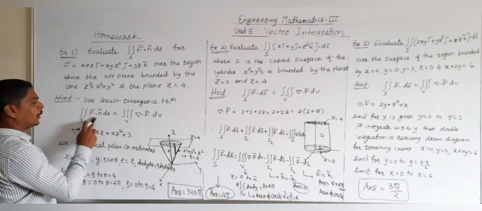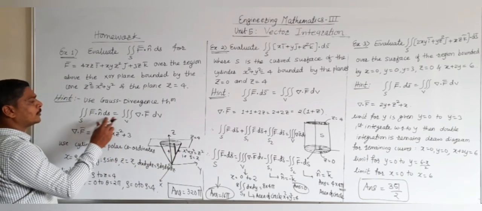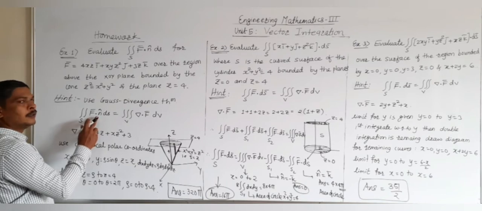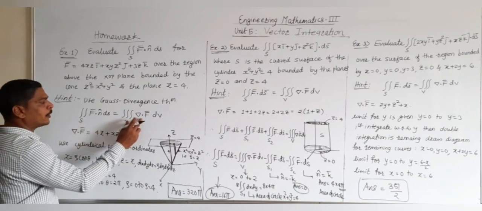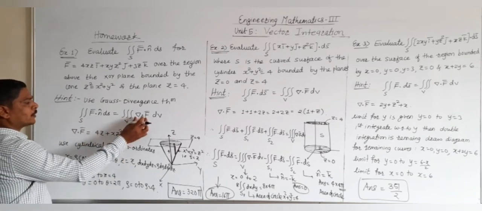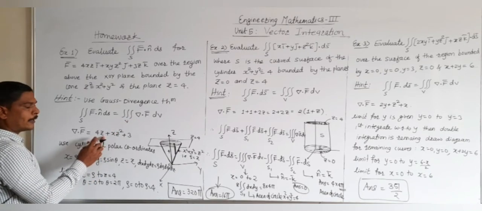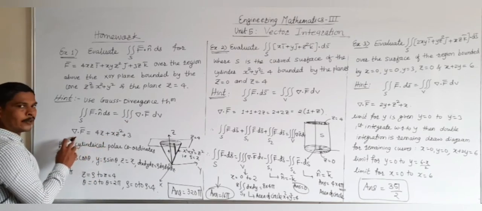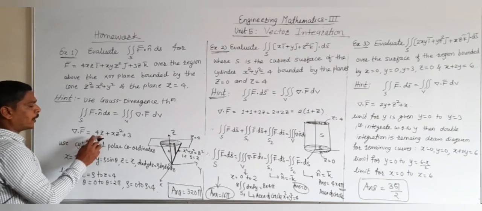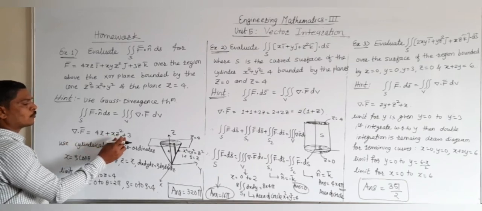So by the Gauss divergence theorem we can easily find this surface integral. The surface integral is the volume integral of del dot f bar. So first of all I find del dot f bar. Okay, first find del dot f bar. So we get 4z plus x z square plus 3.